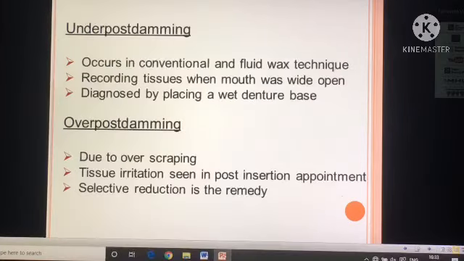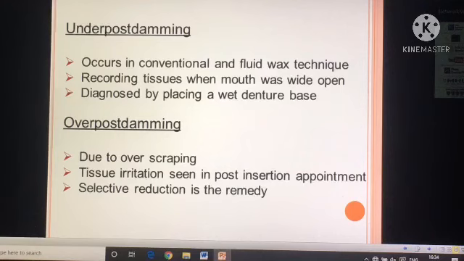Coming to the next error, that is under post damming. That means you have not recorded the posterior palatal seal in its proper depth. This occurs in conventional as well as fluid wax technique, and also it happens when you record the tissues keeping the patient's mouth wide open. In such a situation, the pterygomandibular fold will be taut, or stretched too much. So when it comes to its normal position, there will be a space between the denture and the tissues. So that has to be taken care of.